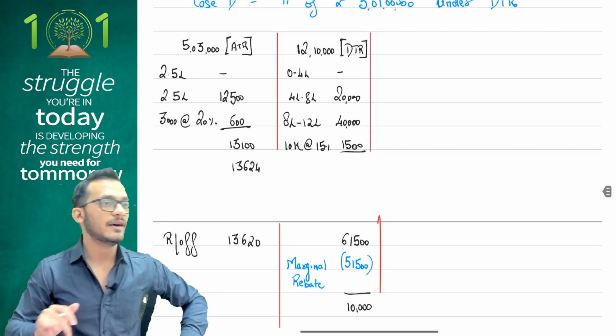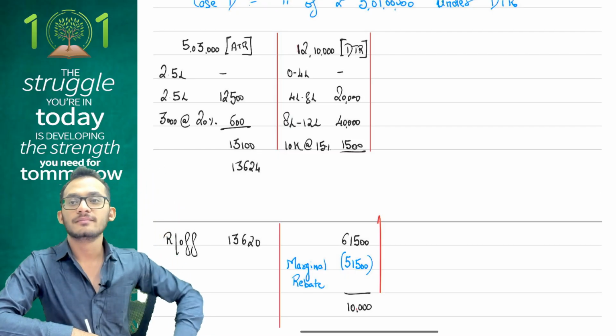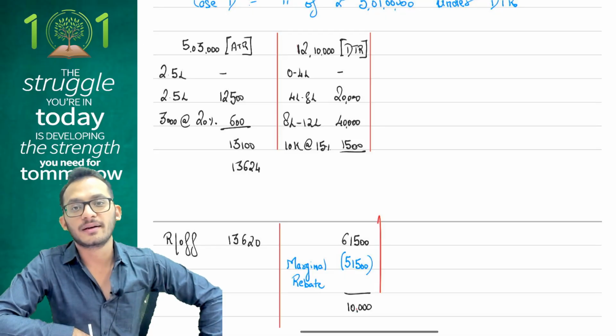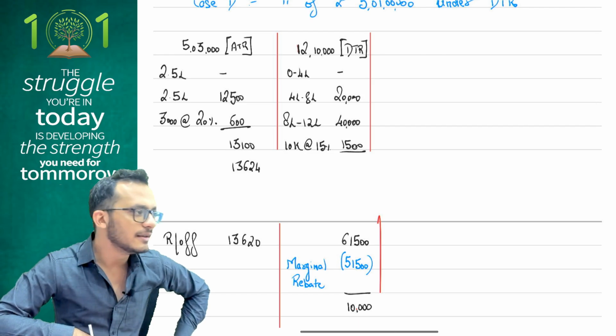I am on the left side now. 5,02,000. How much income did I earn? 5,02,000. How much tax did you ask me to pay? 13,100. You asked me to pay 13,100 before cess.